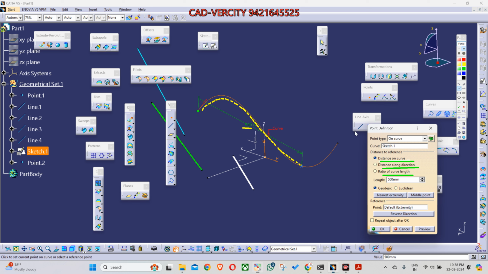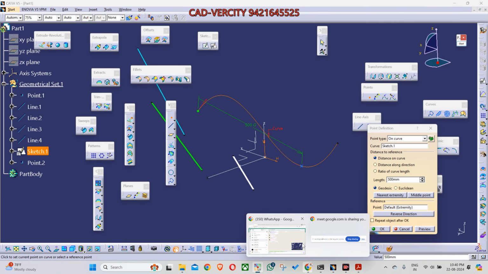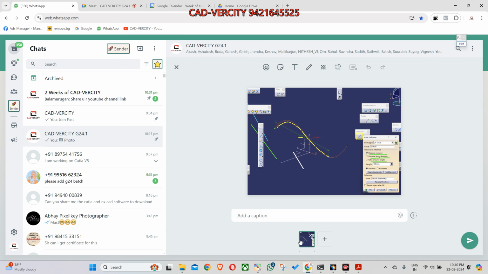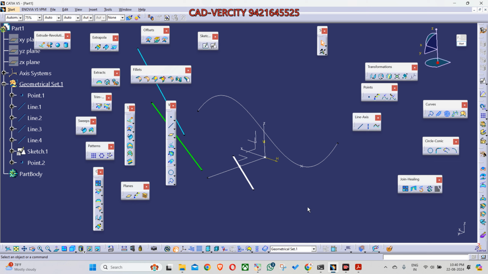We are focusing on the line command. Just we want one point for now. I will take a screenshot for your reference, as we discuss. You will have one note. So for now, I'm taking one point over here at 500. Press OK. Point on curve. This is my input curve. I'm giving 500 from this point. So here is my point on this curve.